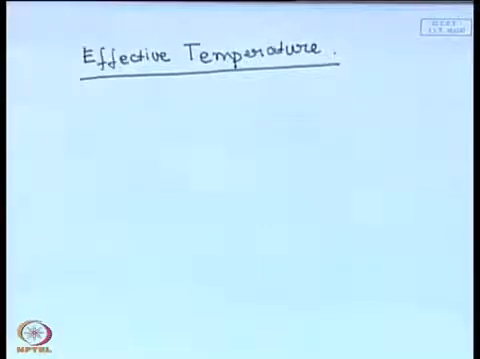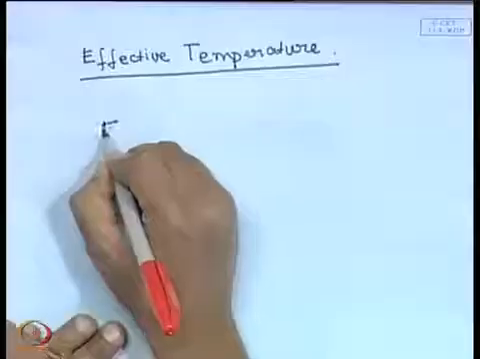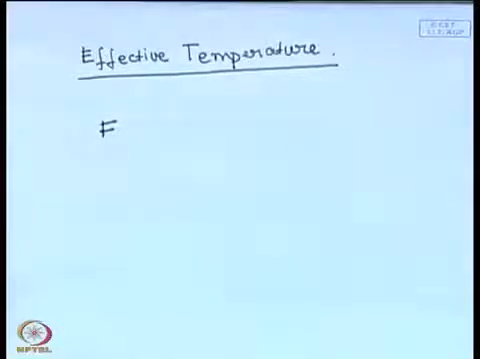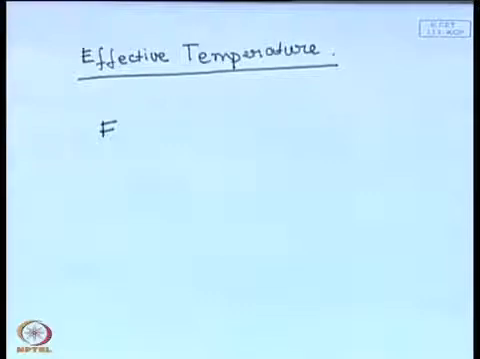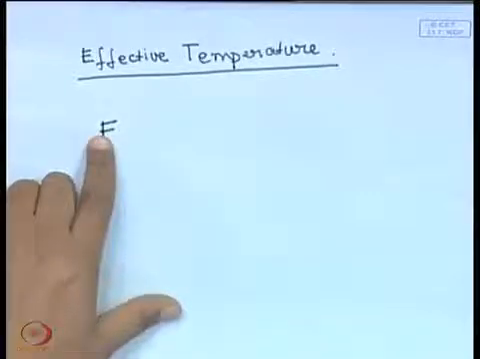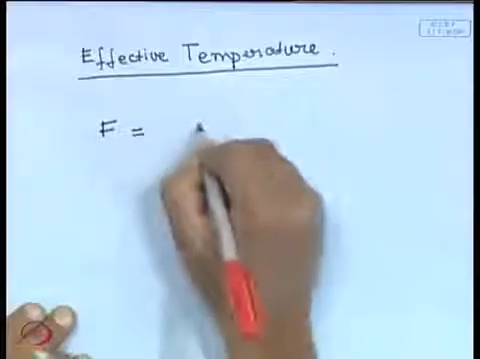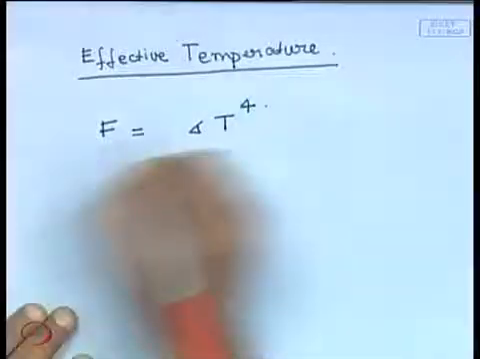So, suppose I have a source for which I can measure the total flux that is being emitted by the surface of the source, integrated over all frequencies. This is the flux emitted per area of that source, and we know that if it is a black body this will be sigma T to the power 4.